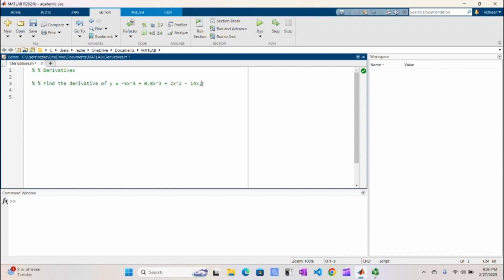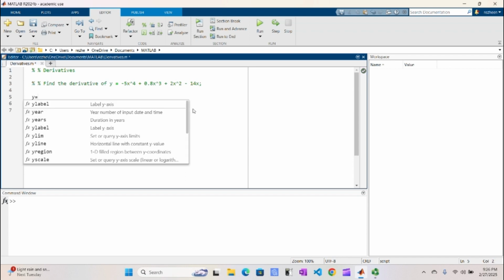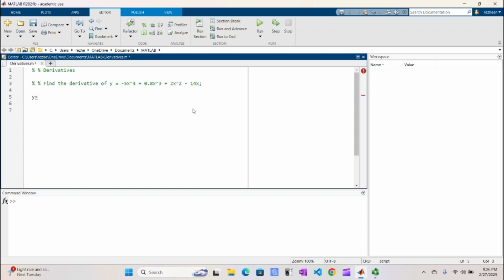So to find a derivative of such a polynomial, we would create a vector that we're going to call y, and this equals something. We're going to enter the coefficients in front of the powers of x. So it would be -5, 0.8, 2, -14, and 0.8.